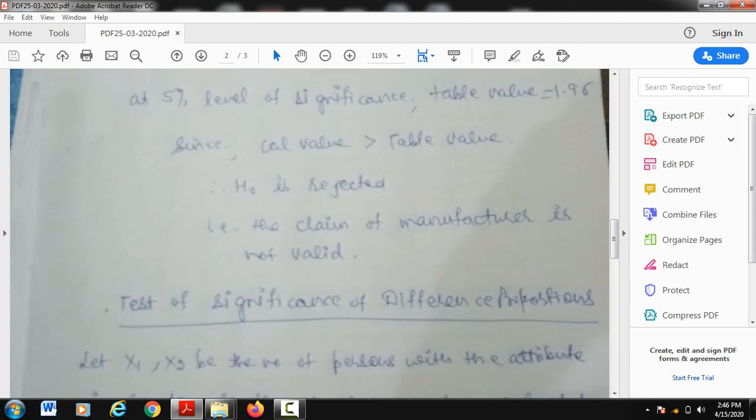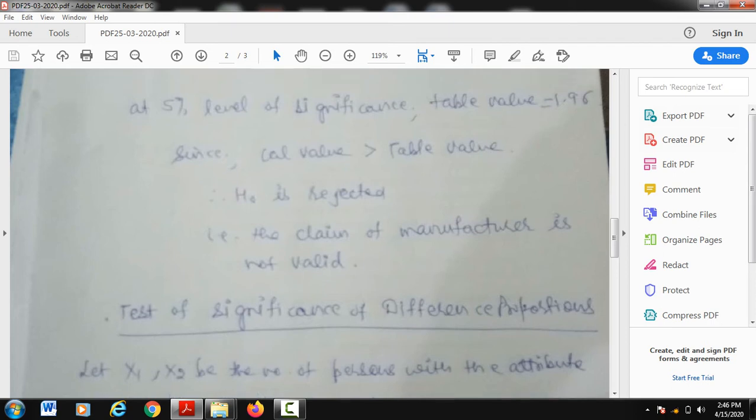Again, students, I am stressing the level of significance. If the level of significance is mentioned in the question, then you have to follow that. But if it is not given in the question, then you can choose 1% or 5%. The choice is yours. Usually we take 5%.